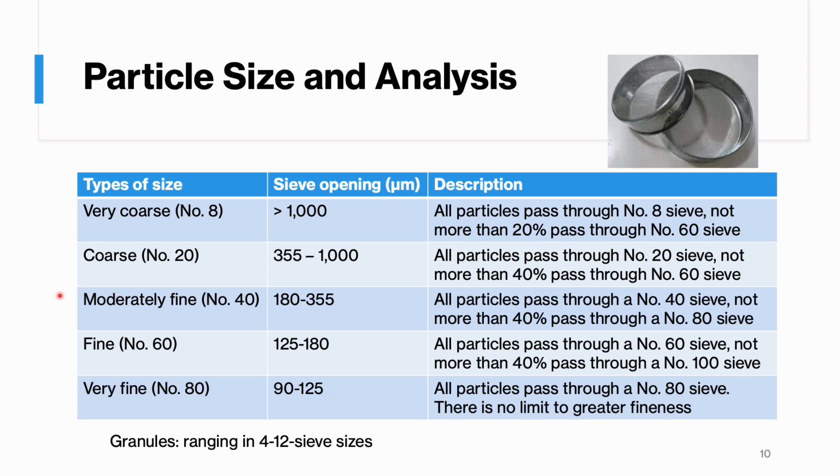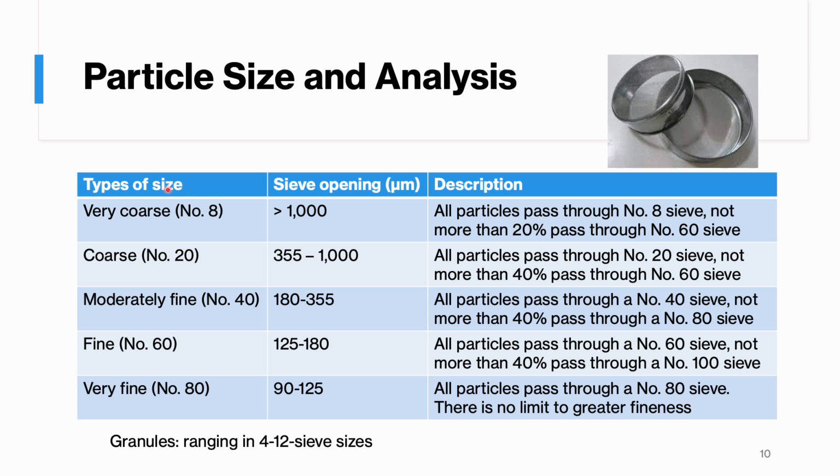The next category is moderately fine, or number 40. For this kind of powder, the sieve opening is from 180 to 355 micrometers. The next category is fine, number 20. The sieve opening is from 125 to 180 micrometers. And the last one is a very fine powder, or number 80. The sieve opening is 90 to 125 micrometers.